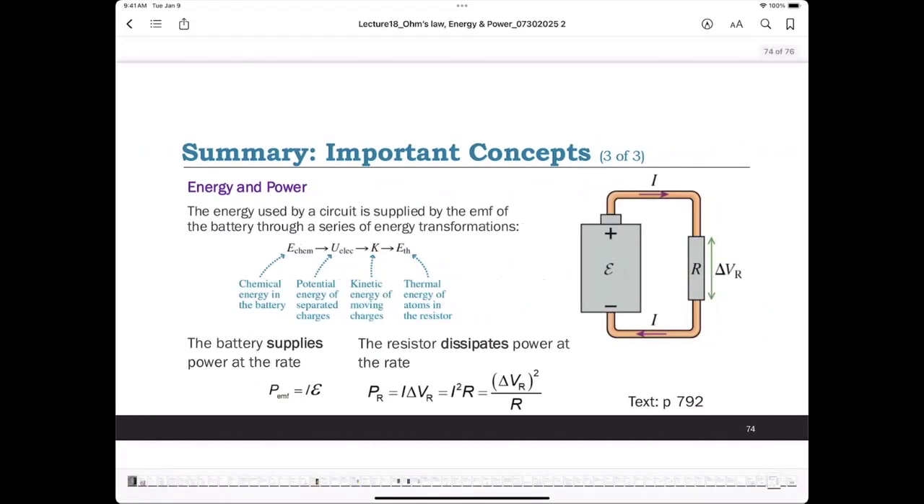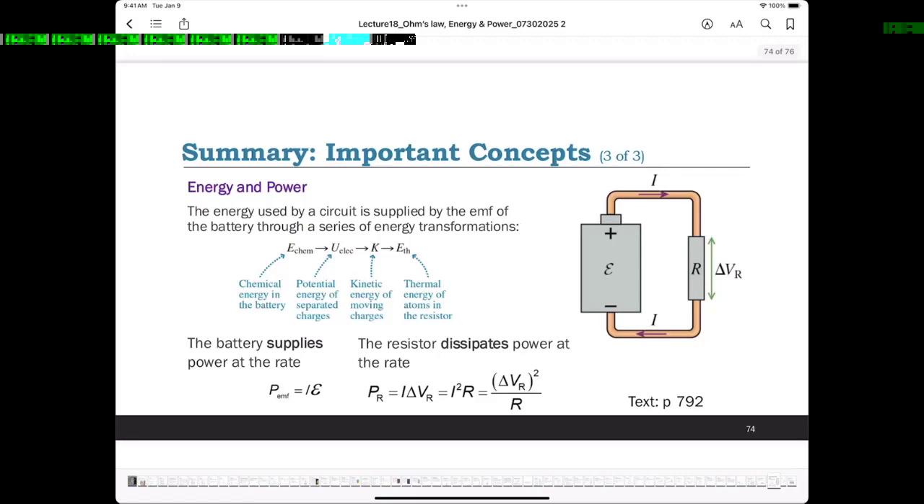And then we talk about the energy and the power. The energy used by the circuit is supplied by the EMF of the battery through a series of energy transforms. We just talked about it: the chemical energy in the battery transformed to potential energy of separated charges, then to kinetic energy of moving charges, and finally to thermal energy of atoms in the resistor.